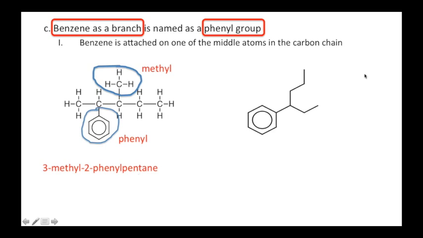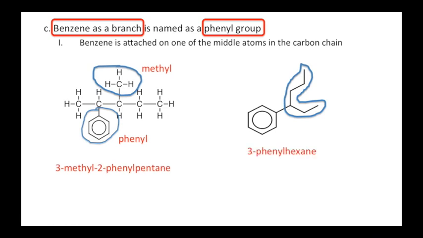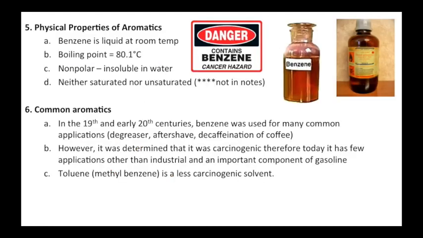Alright, and let's talk about this next one here. There's our parent. And just 1, 2, 3, 4, 5, 6 carbons that way, or 1, 2, 3, 4. So this branch is attached to carbon 3, 1, 2, 3 instead of carbon 4. Alright, let's name it 3-phenylhexane. Great.